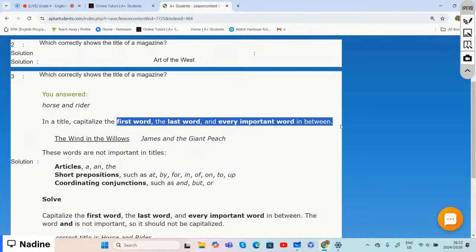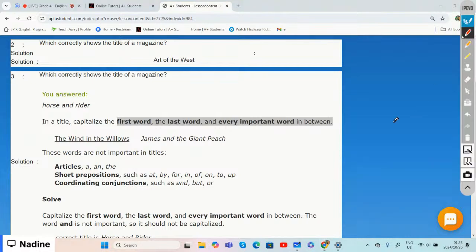And if we look at the first title, it says The Wind in the Willows. So the first word needs to be capitalized, the last word needs to be capitalized, and another word that is important, wind, needs to be capitalized. All the other words in between are not important, so we do not capitalize them.